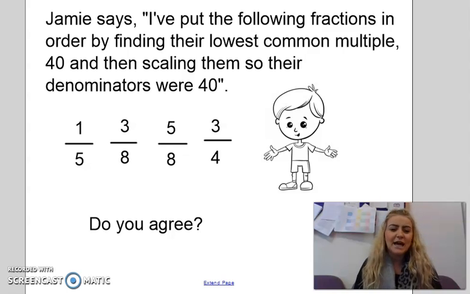So to start with today, Jamie says, I've put the following fractions in order. I've found their lowest common multiple, which was 40, and then scaled them so that their denominators were 40. So he's had a go at putting them in order. Pause the video and see if you agree.